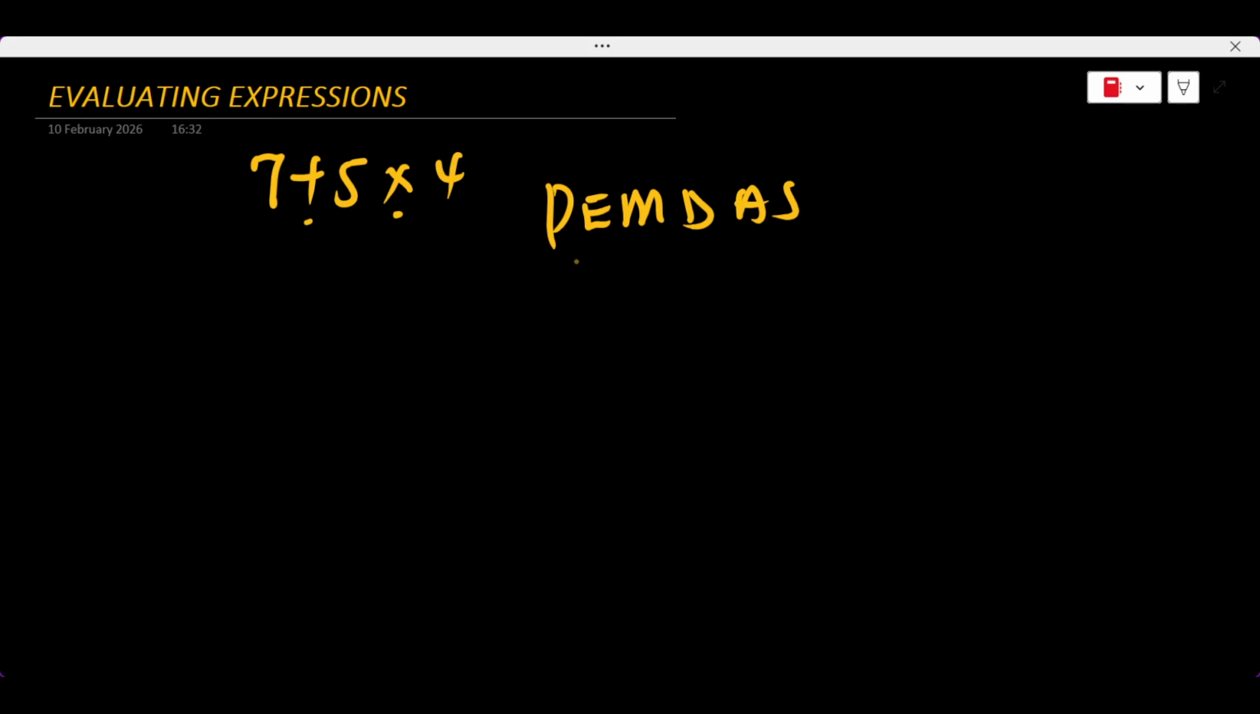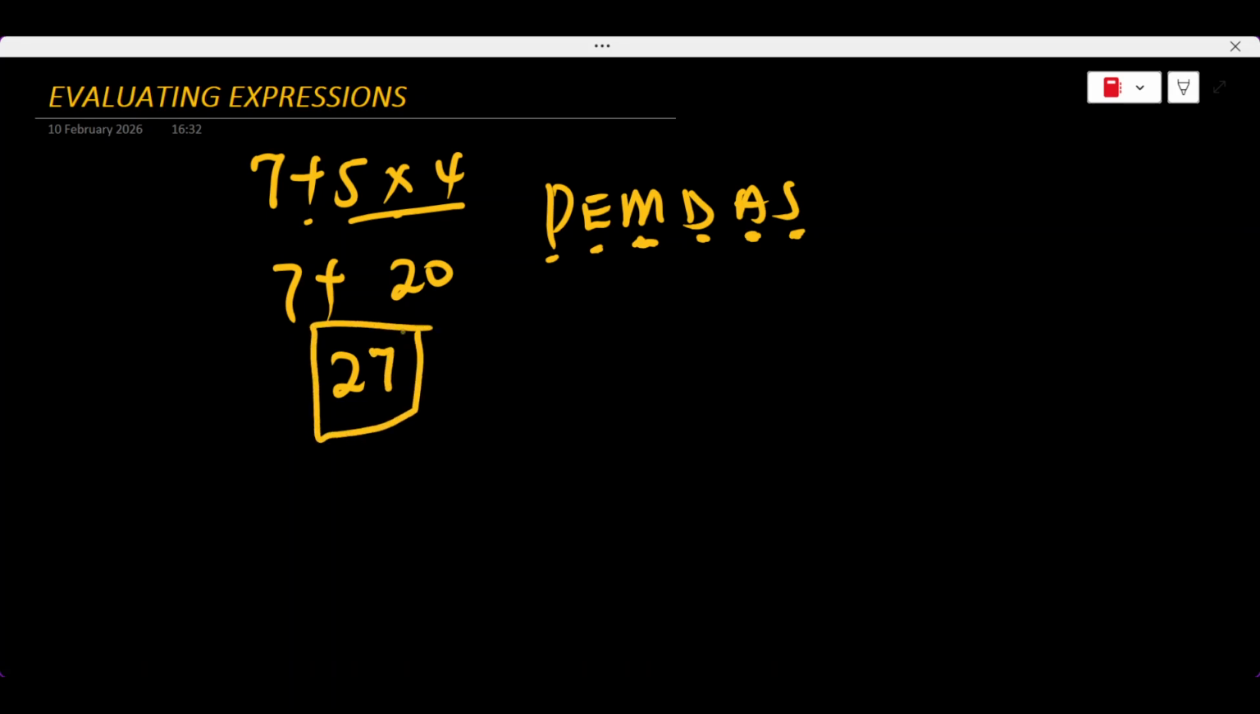The PEMDAS rule states that whenever an expression is given, you should do parentheses or brackets first, followed by exponents, followed by multiplication, division, addition, and subtraction. So considering this expression, we don't have parentheses, we don't have exponents, but we have what? Multiplication. So we are going to solve the multiplication first. So 5 times 4 gives us what? 20. Then you bring your 7 plus. And 7 plus 20 gives us what? 27 as our final answer.